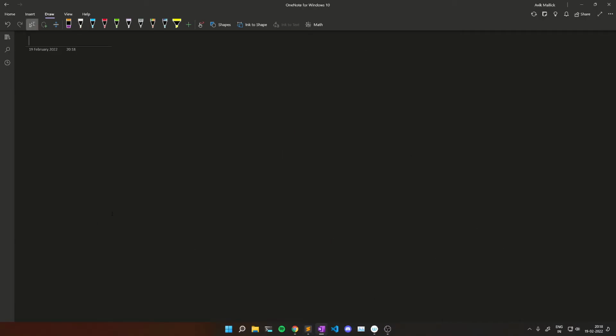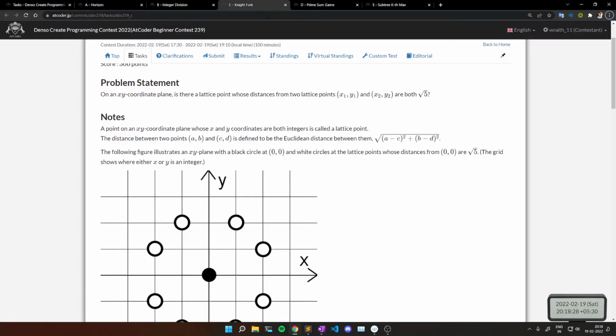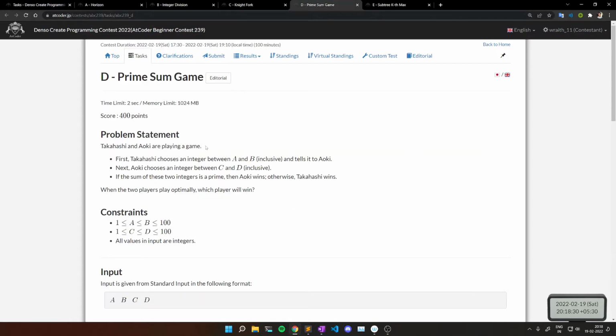Okay, so that was problem C, and now let's see problem D. In problem D, there are two players, Takahashi and Aoki. First, Takahashi starts the game and he will be given a range a and b, and he can choose any number between that range, inclusive of a and b. And then Aoki is also given a range c and d, and he can also choose any integer between the range c and d, inclusive of c and d.